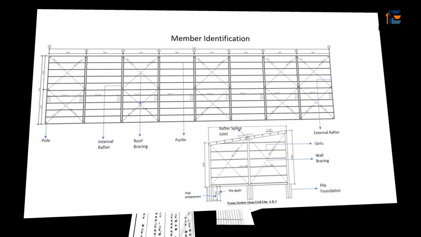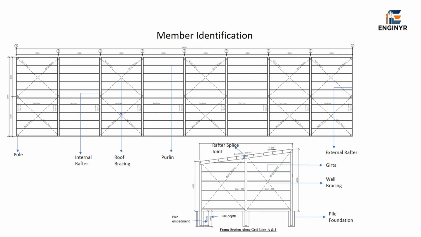Now let's identify the key members of a timber portal frame. These include the external rafter, internal rafter, and the rafter splice joint where 2 rafter sections connect. The vertical pole supports the frame and transfers load down to the pile foundation with the pile depth and pole embedment shown here. Horizontal purlins support the roof, girts support the walls, and roof bracing along with wall bracing keep the whole structure stable against lateral loads.